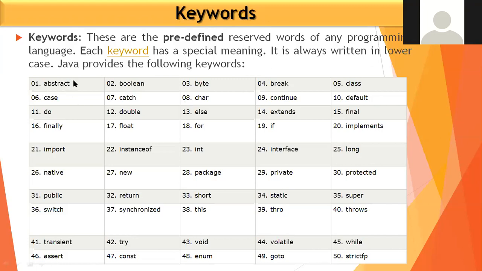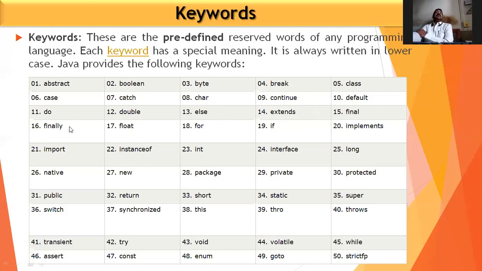The first keyword is abstract, the second is boolean, third is byte, fourth is break, then class, the case, the catch is one of the keywords, char, that is the data type, the continue, which is available in C, default is available also in C, do available in C, double available in C, else, all these are available in C. Extends, this is the new keyword.